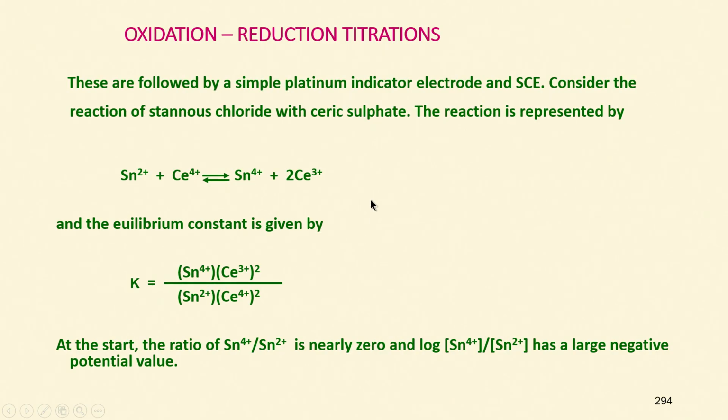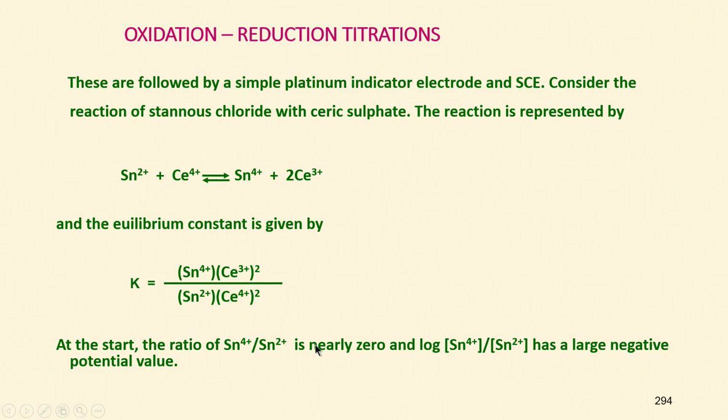Going to discuss oxidation reduction titrations. We had already discussed it a little bit in my last class. That is, I had shown you this tin and ceric reaction. So, stannous and ceric will give you stannic and cerous, and the equilibrium constant is given by the products divided by the reactants. So, here I have 2 Ce, so it will become square here.